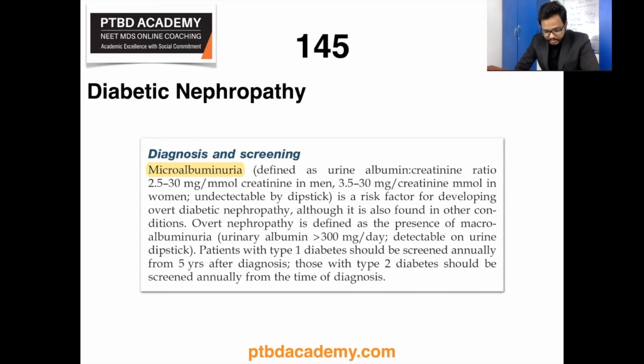Diabetic nephropathy is among the most common causes of end-stage renal failure, ESRF, especially in developed countries. About 30% of patients with type 1 diabetes have developed diabetic nephropathy after 20 years, but the risk after this time falls to less than 1% per year. Risk factors for developing nephropathy include poor glycemic control, duration of diabetes, other microvascular complications, ethnicity, hypertension, and family history. You can also see the diagnosis and screening criteria for diabetic nephropathy.